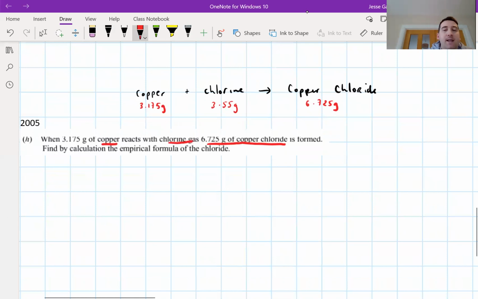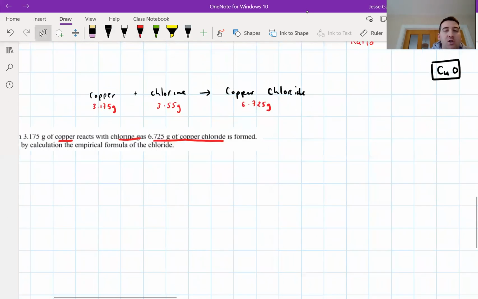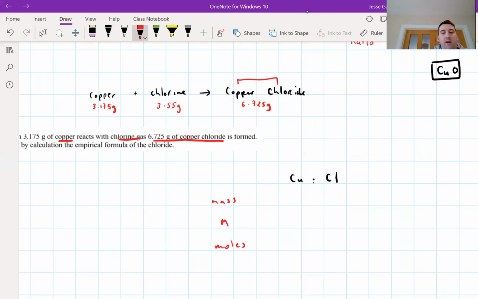All right, the next step then is we want to deduce the empirical formula of copper chloride. So what we want to know is what's the ratio of copper to chlorine. Pause the video and find the empirical formula. Okay, so we start by writing down the mass. We know the mass, and we have to find the moles. And what do we need in between? We need the Mr. Then we need the ratio, and from the ratio, we write down the empirical formula.